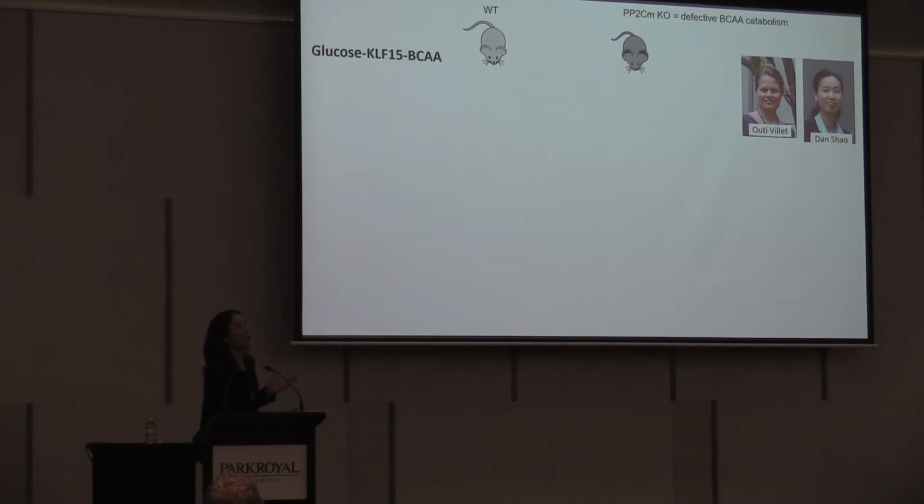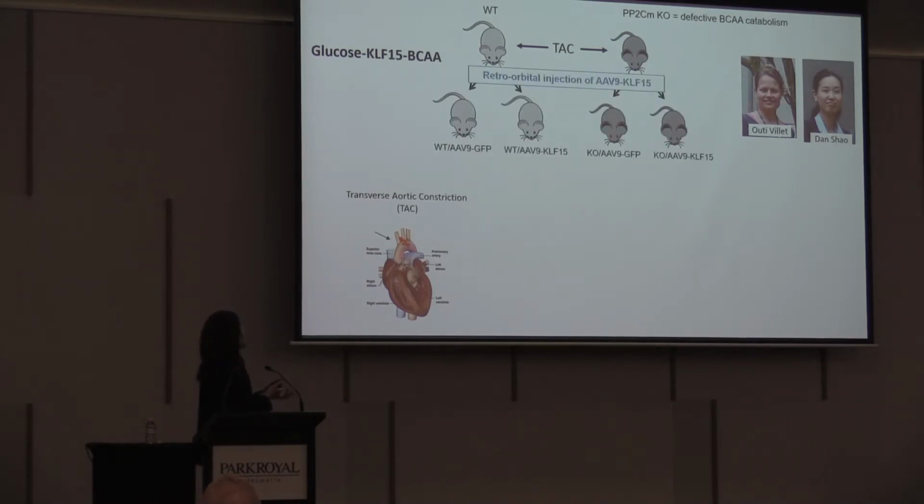To demonstrate whether this mechanism works in vivo, Dan and OT teamed up to do this experiment using either wild-type mice or mice with defective branched-chain amino acid catabolism. They generated TAC to induce pathological hypertrophy. At the same time, these hearts switch their fuel preference from fatty acid to glucose. Then in these hearts, they introduced adeno-associated virus-mediated KLF15 expression to restore the BCAA catabolism.